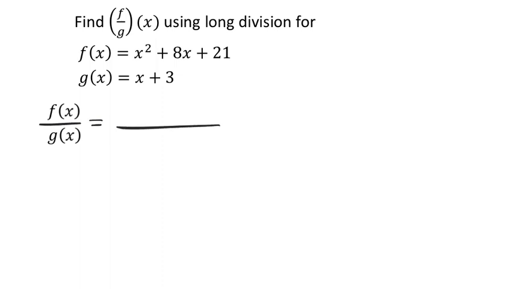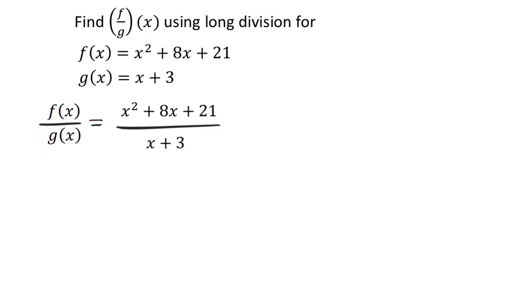Well, it tells me up here f of x is x squared plus 8x plus 21. So I just replace it with its expression. And then g of x is x plus 3. So that's our denominator. And you can see, is this a lot of work to get from this to this? No. Is it even a lot of writing? Well, I used the technology.